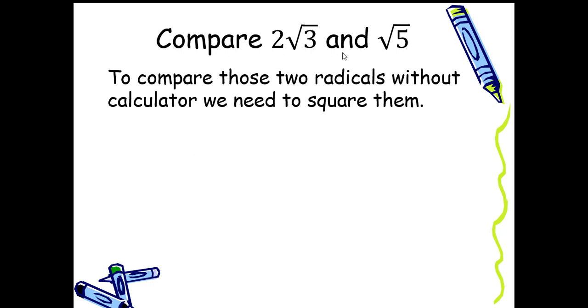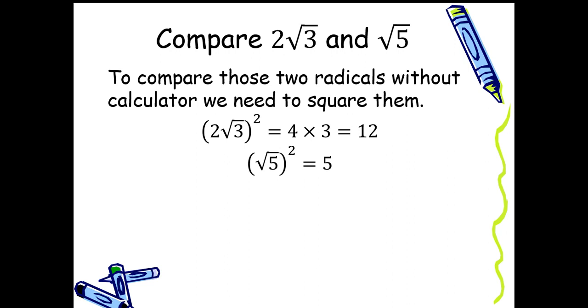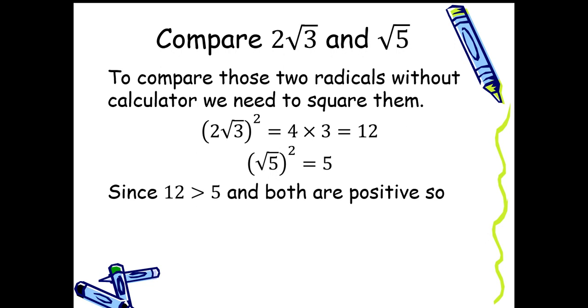To compare those two radicals without a calculator, we need to square them. So first step, you square the two radicals. 2 radical 3 squared gives me 2 squared is 4, radical 3 squared is 3. 4 times 3, 12. Then radical 5 squared is 5. Now you compare those two answers. Who's bigger? 12 is bigger than 5.